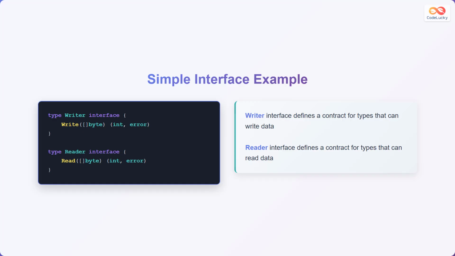Here are a couple of simple interfaces to illustrate how interfaces look in the real world. The Writer interface defines a contract for types that can write data. It specifies a Write method that takes a slice of bytes as input and returns the number of bytes written and an error. The Reader interface defines a contract for types that can read data. It specifies a Read method that takes a slice of bytes as input and returns the number of bytes read and an error.